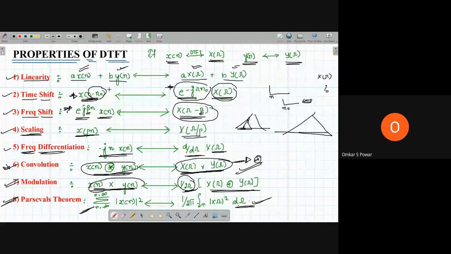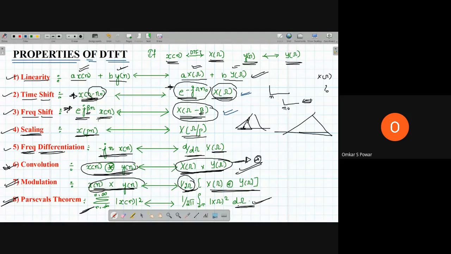So linearity property: a into x of n plus b into y of n gives a into x of omega plus b into y of omega. Then time shifting property: x of n minus n naught will be e power minus j omega n naught into x of omega. Then frequency shifting. If you shift in frequency, x of omega minus beta, then in your time domain you have to multiply by e power j beta n into x of n.